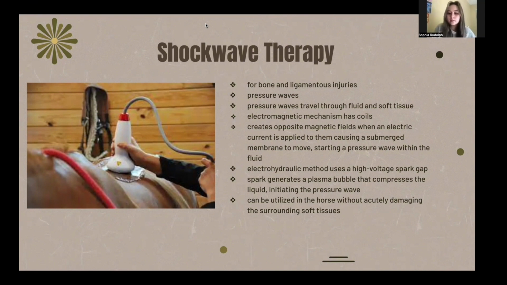The electromagnetic mechanism has coils that create opposite magnetic fields when an electric current is applied to them, causing a submerged membrane to move, starting a pressure wave within the fluid. The electrohydraulic method uses a high voltage spark gap, and the spark generates a plasma bubble that compresses the liquid, initiating the pressure wave, and it can be utilized in the horse without acutely damaging the surrounding soft tissue.